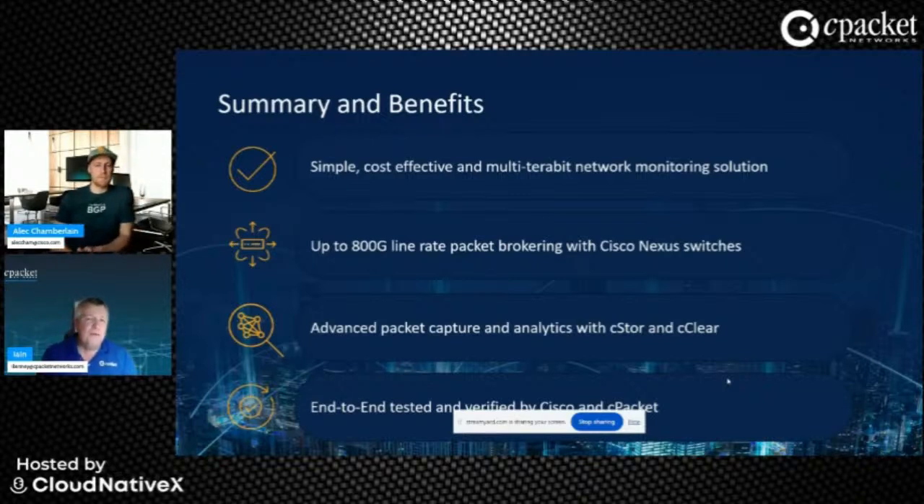So the key thing is we'll be able to help you. cStor and cClear together is really going to deliver on the goals of helping you get the best value out of your existing Cisco Nexus investment. So lastly here, end-to-end tested, verified by Cisco and cPacket. It was a great project working with the team. As I say, it's great and very fortuitous that the offices are relatively close in San Jose. So that works out well, and we got it all up and running.